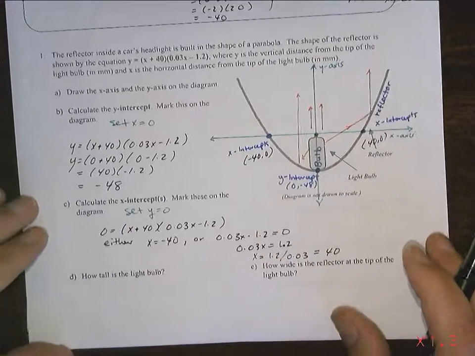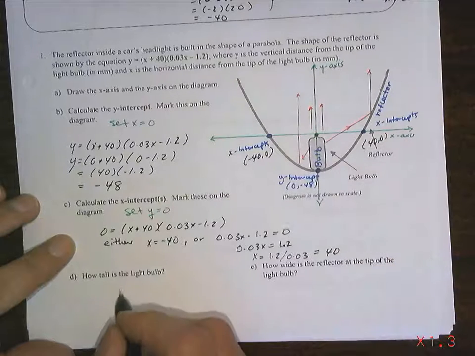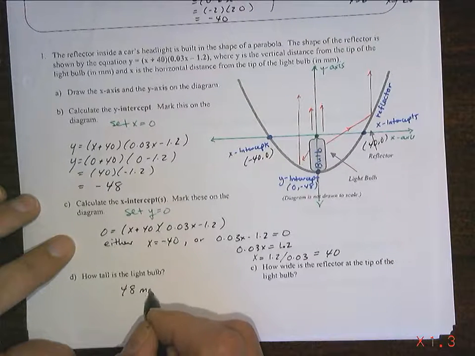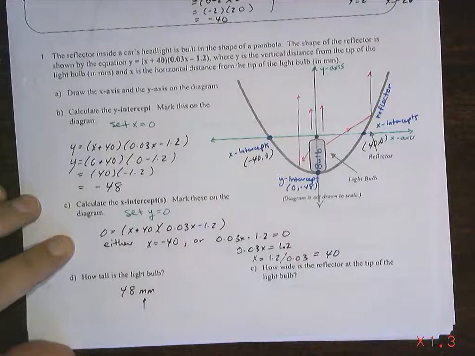How tall is the light bulb? So they want to know this distance. Well, that's going to be 48 millimeters. And yes, you need to put in the units. You get that by going back to the question.